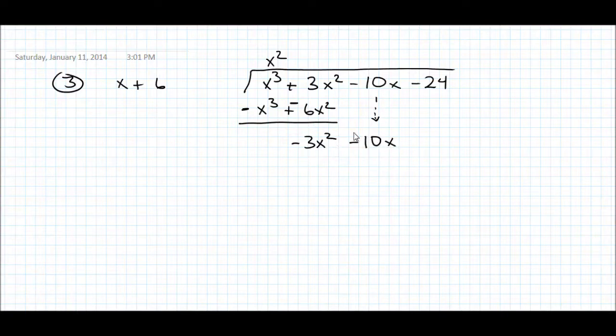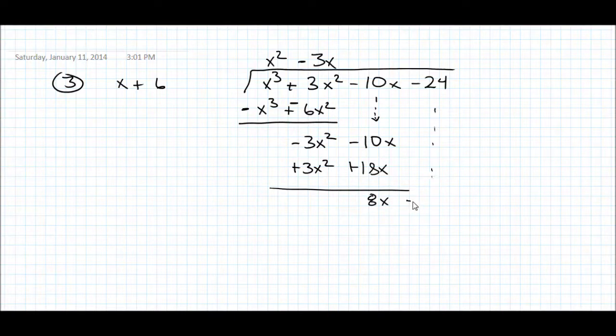To get that to look like a negative 3x squared, we have to multiply that by negative 3x. So that becomes negative 3x squared minus 18x. Change the signs because we're going to subtract them. Negative 10x plus 18x is 8x. Drop the next term down, negative 24. To get our divisor to have an 8x value, we'd have to add 8. So 8 times x is 8x, and 8 times 6 is 48. So we subtract them.